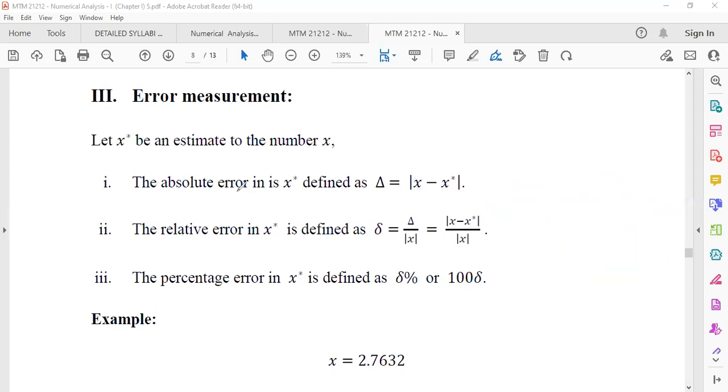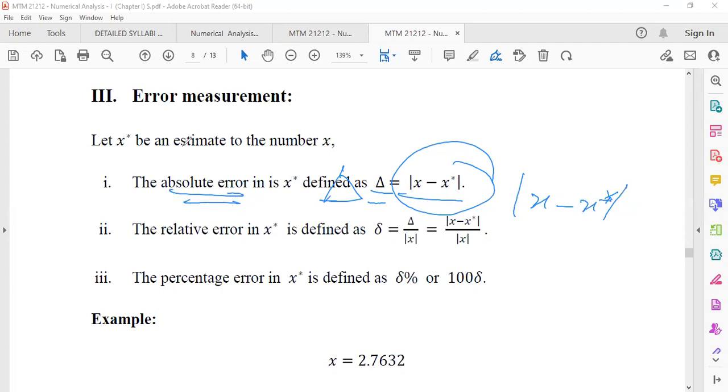So the absolute error in x is defined using the delta notation: delta x is equal to the modulus of the true value minus the estimated value. This is called the absolute error.